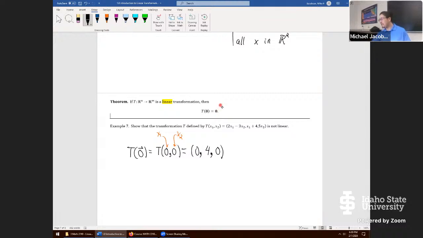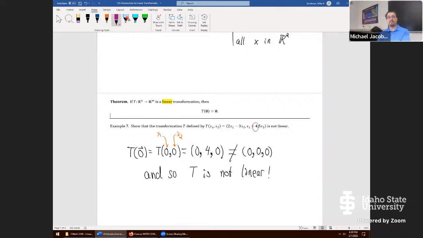If we go up here, we can say this is not equal to 0, 0, 0. And so T is not linear. That deserves an exclamation mark because that is a pretty fast way to go. It's not the only way to solve this, but if you observe something that just looks a little bit off, it's missing a coefficient. It's like, where is the x2 and 4 times x2? That's the one thing that made it nonlinear.